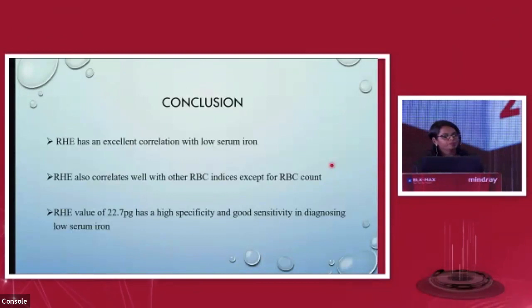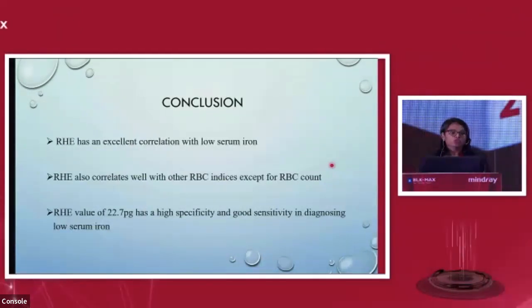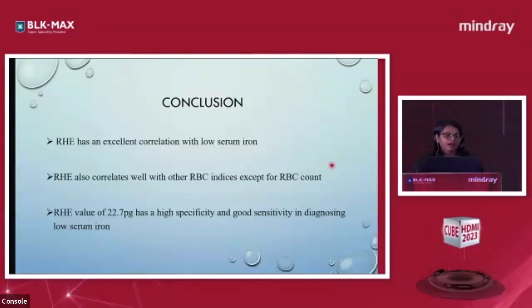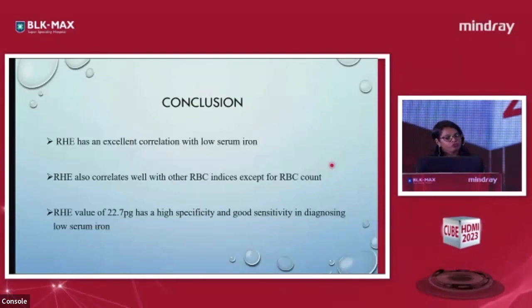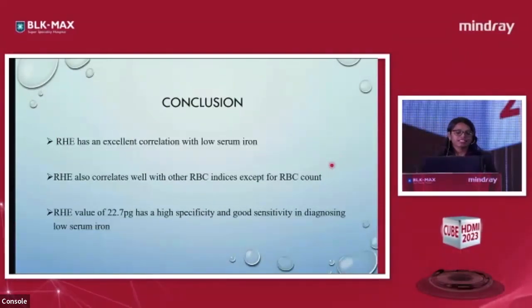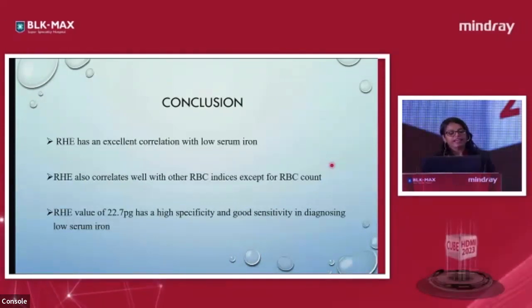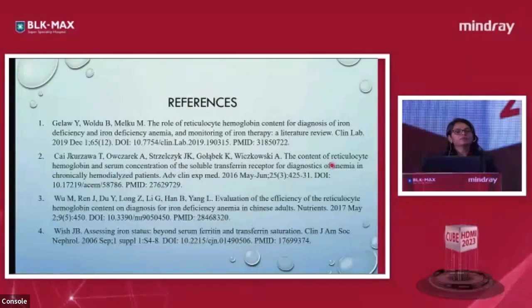So to conclude, RHE has an excellent correlation with low serum iron. It also correlates well with other RBC indices except for the RBC count. An RHE value of 22.7 picograms has good sensitivity and a high specificity in diagnosing low serum iron levels. These are my references.